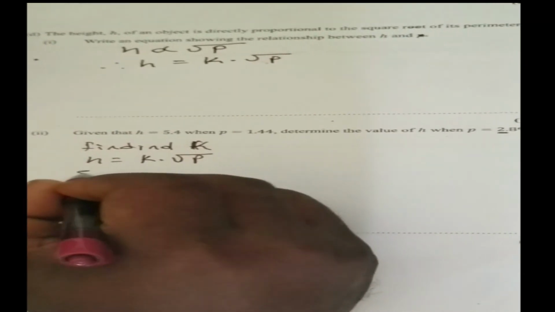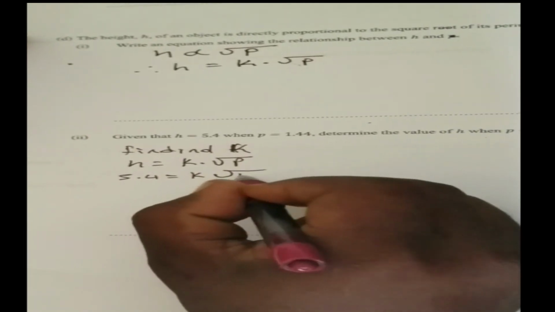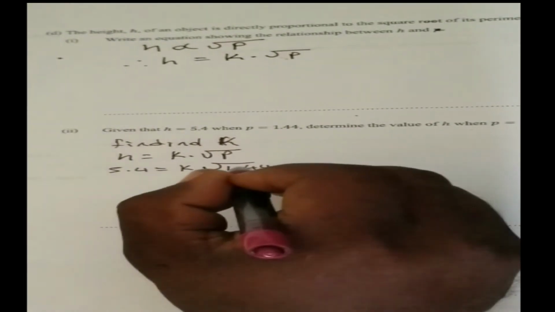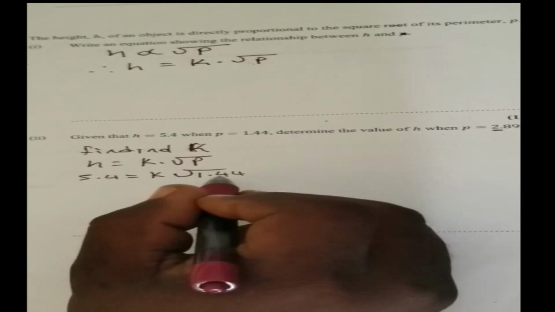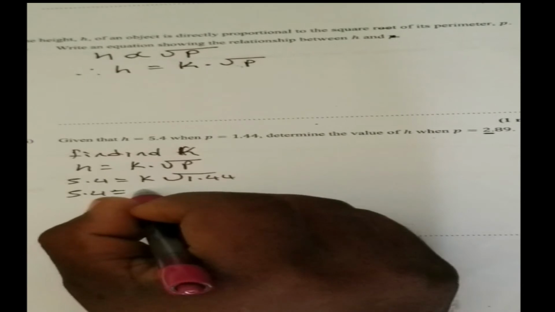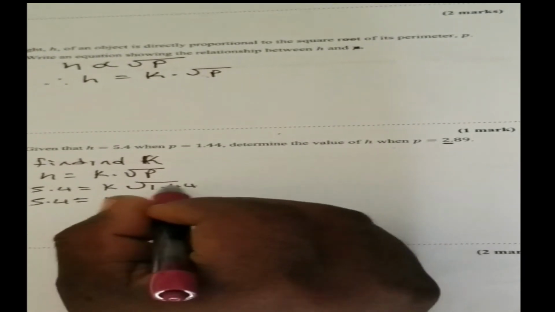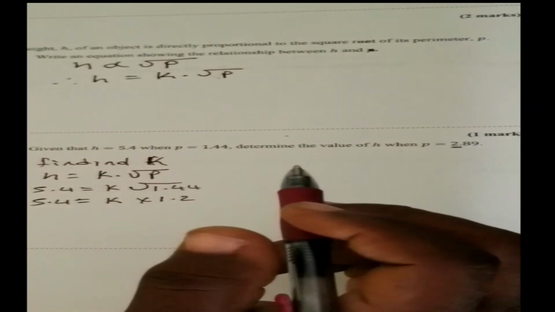Finding k. All right, so we know that h is equal to k times the square root of p. So now our h in this case is equal to 5.4, and our p is equal to 1.44. All right, and if we remove the decimal point from this number, it would be 144, right? So we can find the square root of 144. Hopefully that's a number that is easy to identify. We know that it would be equal to 12, so we can say 1.2.